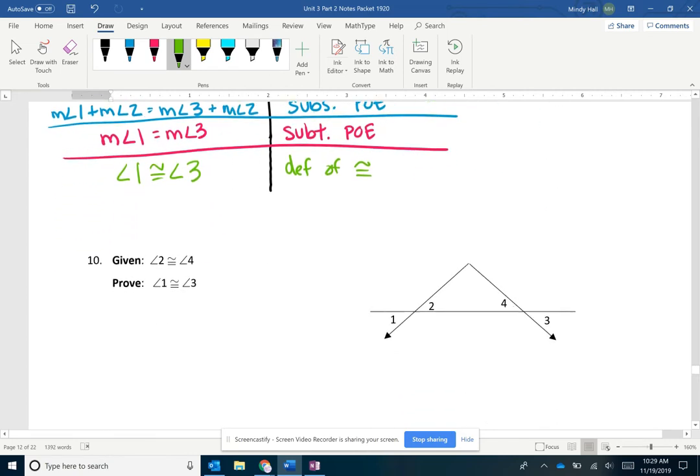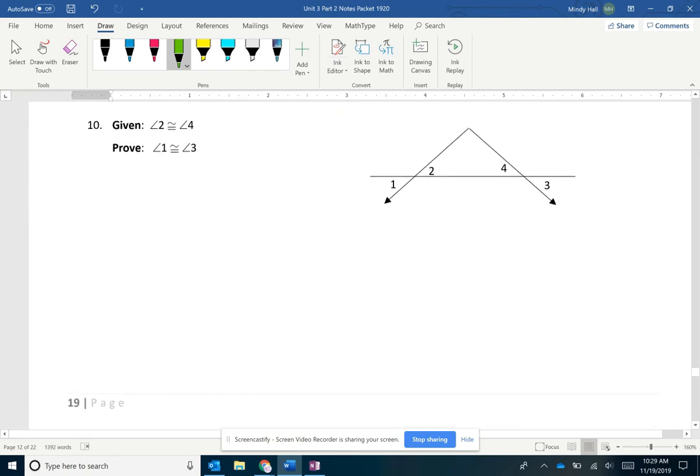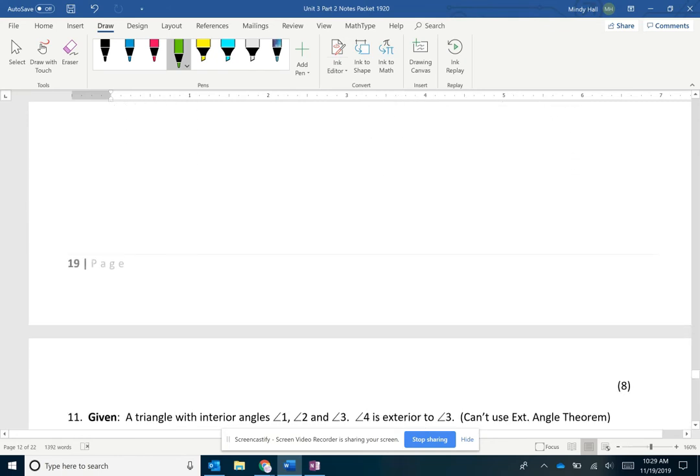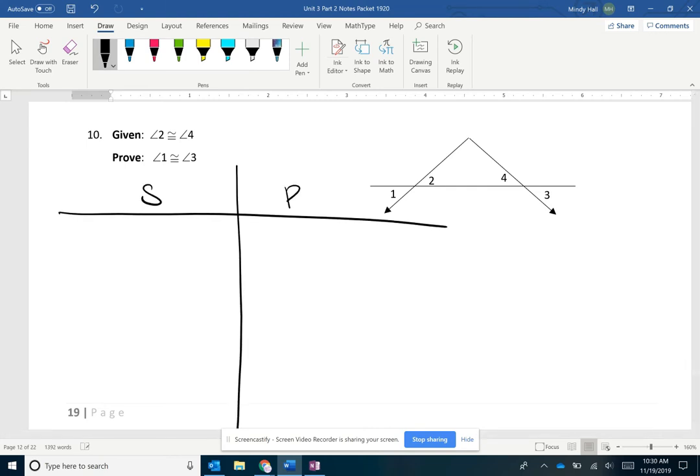But we continue on. So for number 10, which on your worksheet, the 8 is on the second page, so don't let it mess you up. Just draw an 8. But we have our statements and reasons. So our first statement is going to be that angle 2 is congruent to angle 4 because it is given.